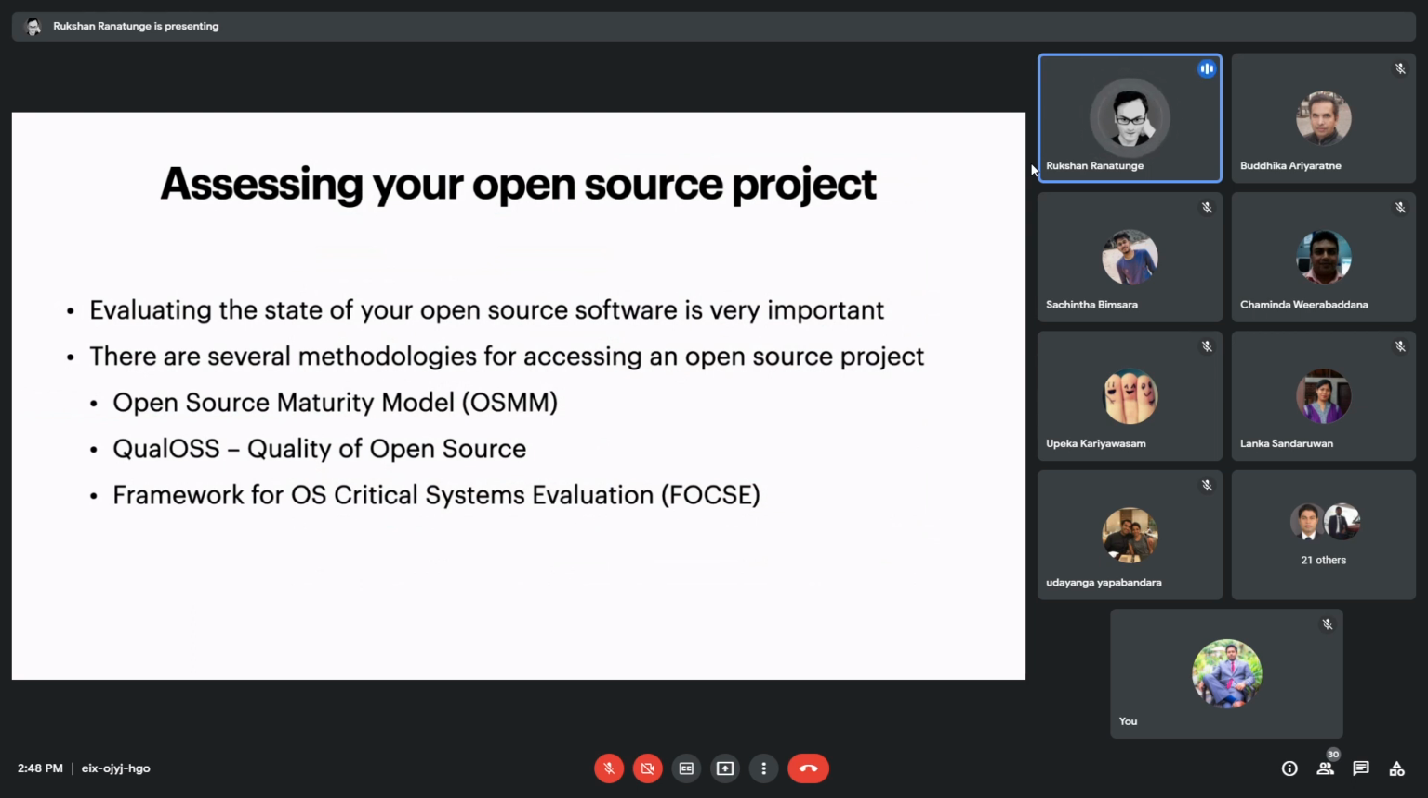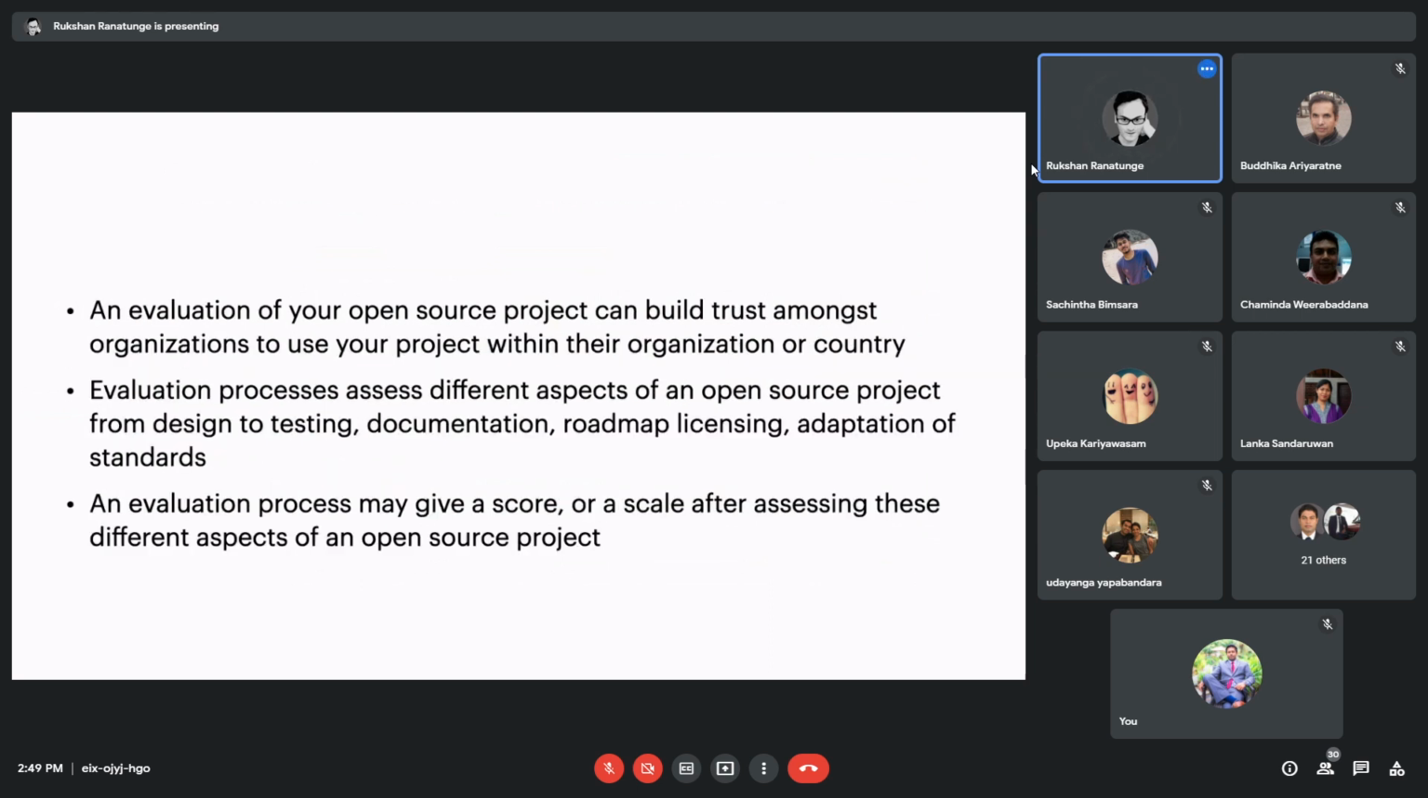There are several methods of assessing an open source project, such as the open source maturity model, quality of open source, and the framework for open source critical system evaluation. These are only three main examples, but there are a lot of methodologies for assessing your open source system. An evaluation can build trust among organizations, and they will trust and use your project.